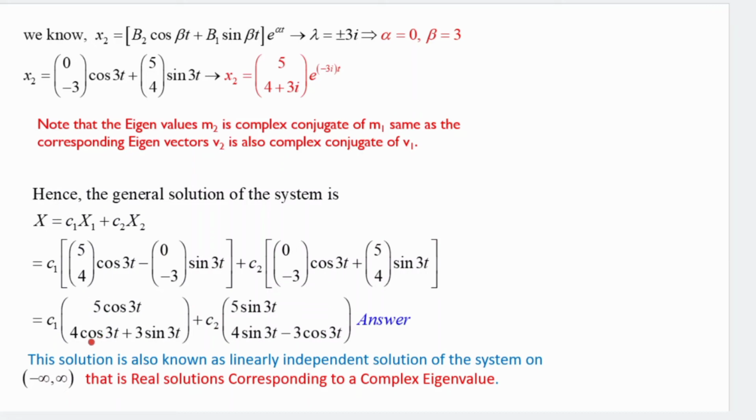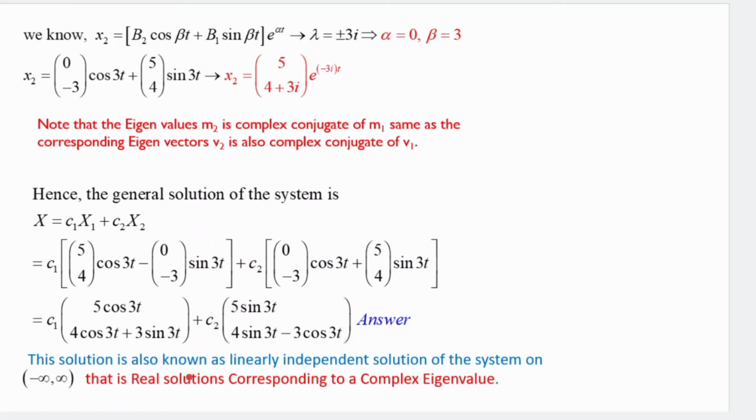So our second element is 4 cos 3t plus 3 sin 3t. Similarly for C2, when we multiply cos 3t by 0, it will be 0. Then 5 sin 3t, that's why it is 5 sin 3t. Similarly here, cos 3t times minus 3, I wrote here minus 3 cos 3t, and sin 3t times 4, that means 4 sin 3t. So this is our answer. This answer is known as the real solution corresponding to a complex eigenvalue. So this is also, we can say, a general solution.